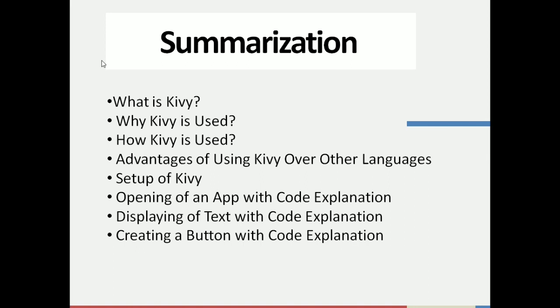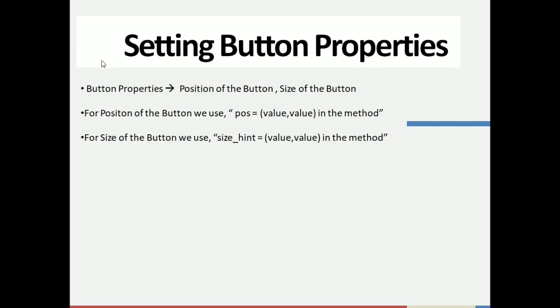which is a full page. Now we see how we are going to alter the button in a smaller format. For doing that, we are going to set the button properties in the method for the code. Now, what are the button properties we require? We require the position of the button and the size of the button.